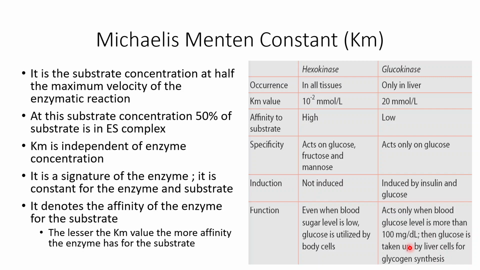For now, all you need to remember is that the Km value denotes the affinity of the enzyme. If the Km value is low, it has more affinity for the substrate, and if the Km value is high, it has less affinity for the substrate. So we have covered all the important points.